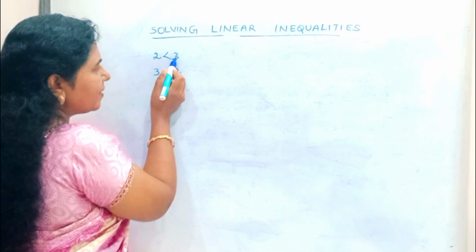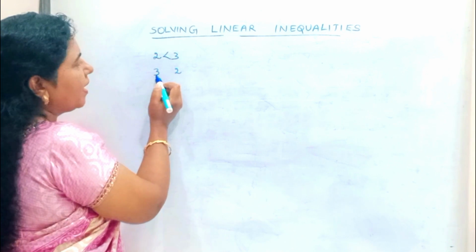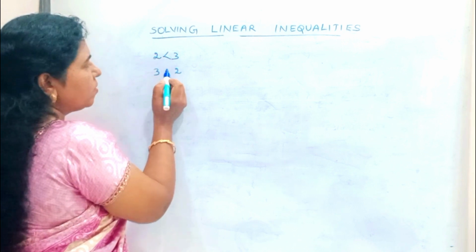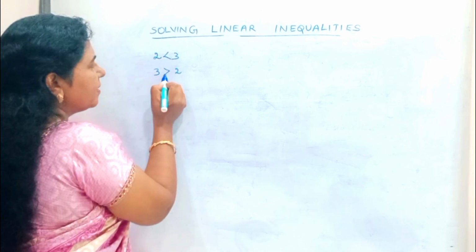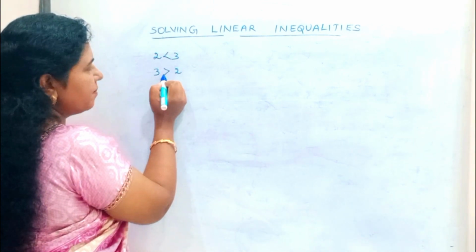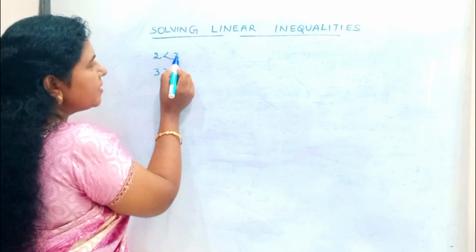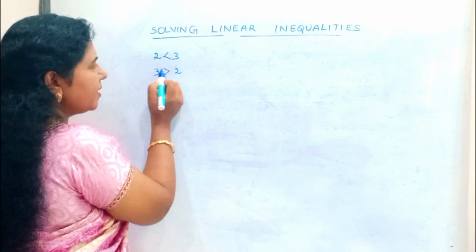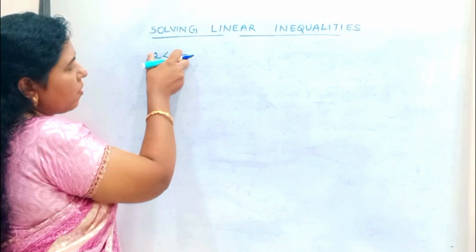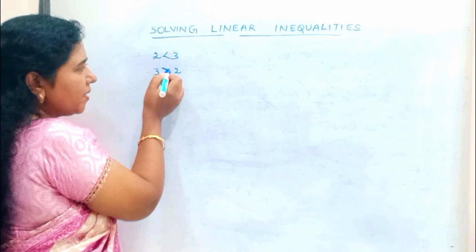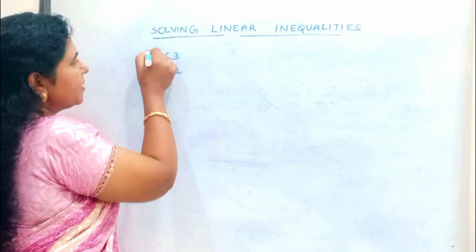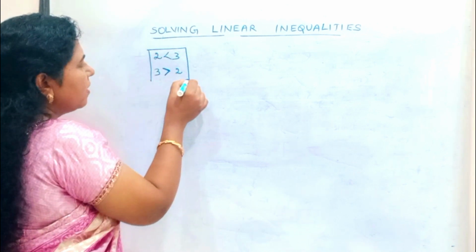Now I have brought the 3 to the left hand side. So now what I have to do? I have to change this sign also. I have to make it as this sign. That is, here it is less than symbol, here it is greater than symbol, because this 3 I have taken here is greater than 2. So in order to bring the true concept here, I have brought out a change in the sign of inequality. Okay, so now this is a very important thing to be noted.